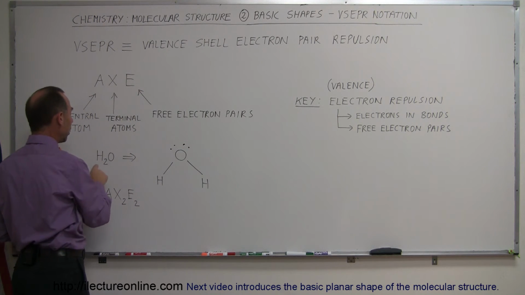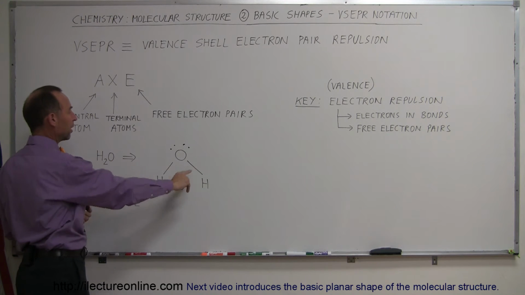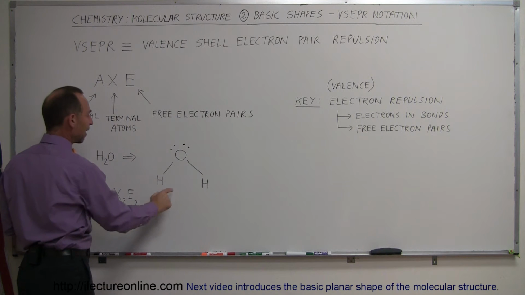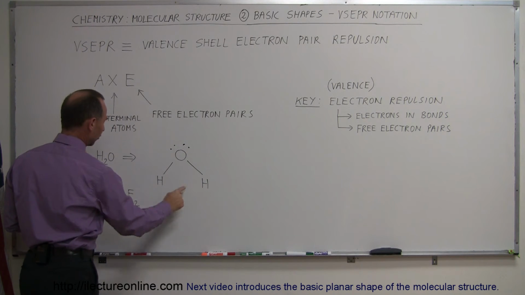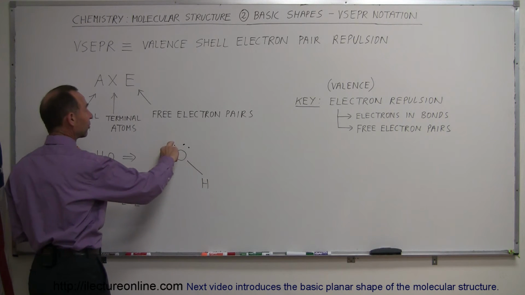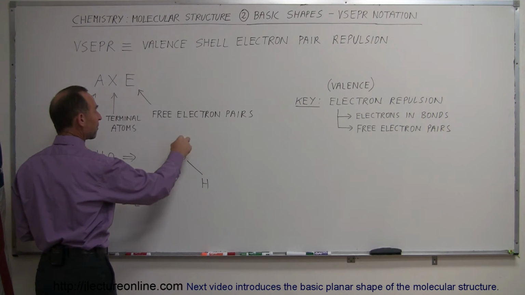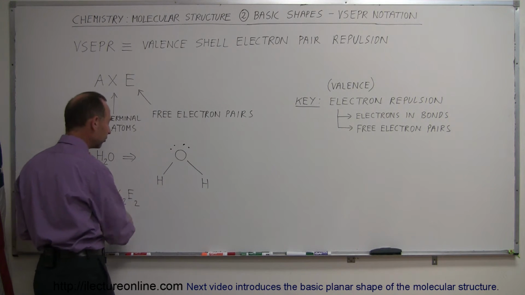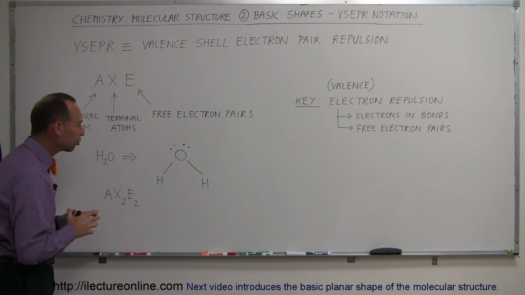For example, in water, H2O, if we draw the molecule, notice we have a central atom, so that's represented by the A. We have two terminal atoms, so we have X sub 2, indicating there's two of those. And notice that the central atom has two free electron pairs, so we write E sub 2. And so this is notation that tells us what the shape of that really should look like.